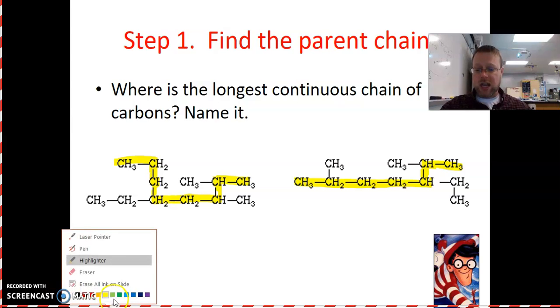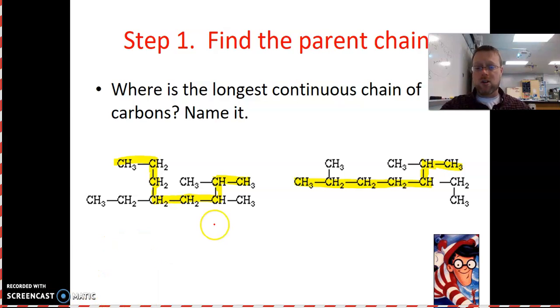And once you find that longest chain, you want to name that longest chain. Here, our longest continuous connection of carbons was 8 carbons long, and an 8-carbon alkane is called octane. Here, our longest continuous connection of carbons was 7 carbons long, and so we might call that heptane. Now, that's not the end of the name, because we've got some other things that are attached to it.